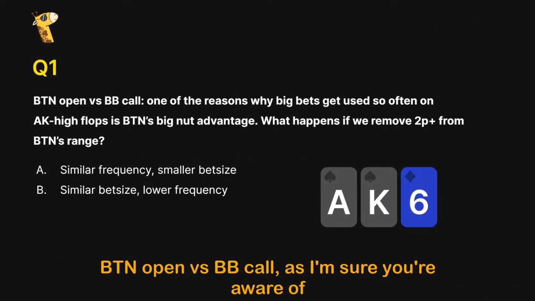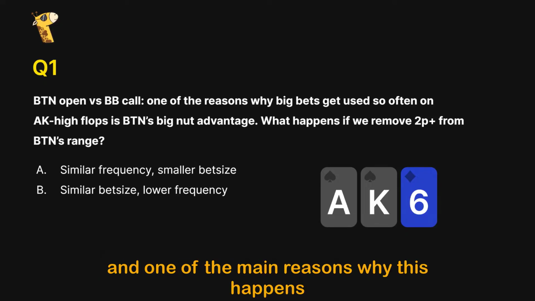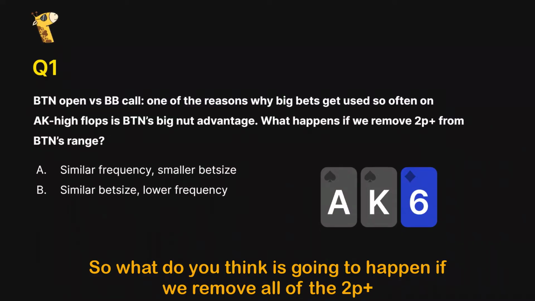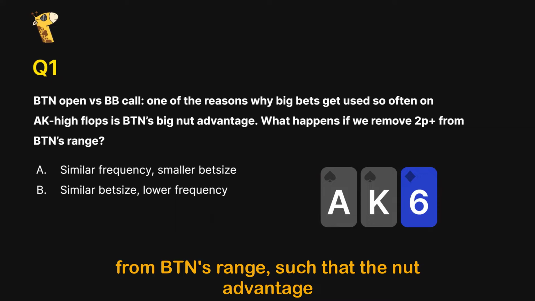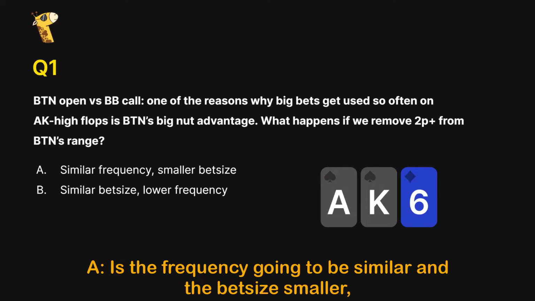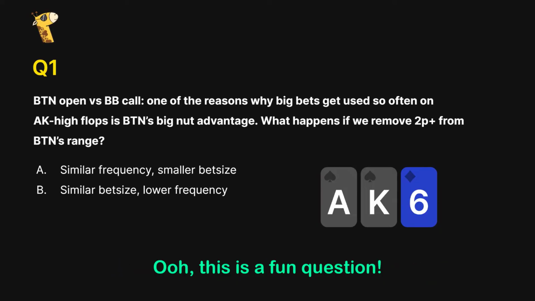Button open versus big blind call, as I'm sure you are aware of. On boards like Ace King 6, big bets get used a lot. And one of the main reasons why this happens is because button has a big nut advantage. So what do you think is going to happen if we remove all of the 2-pair plus from button's range, such that the nut advantage is a little bit more equalized? So A, is the frequency going to be similar and the bet size smaller, or B, similar bet size but lower frequency?